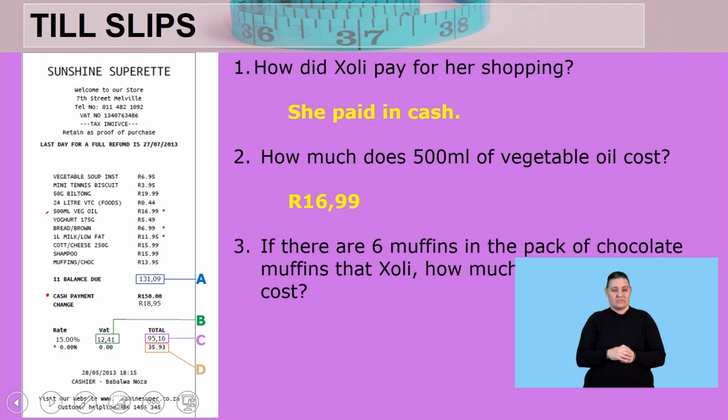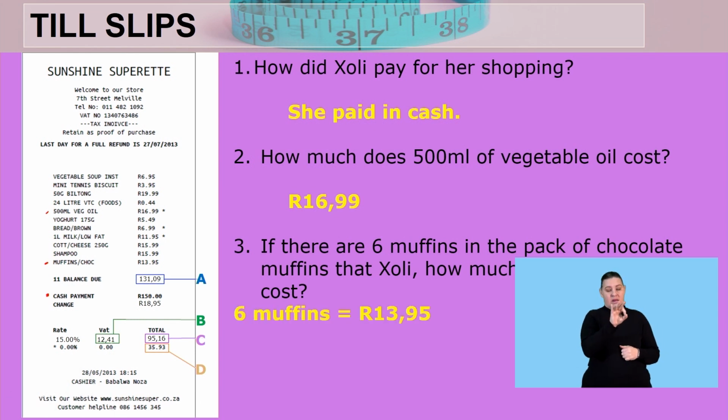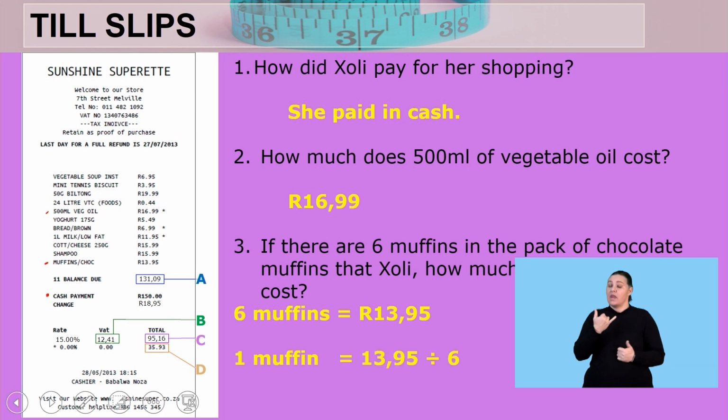Pushing on. If there are 6 muffins in the pack of chocolate muffins, how much does each muffin cost? So we find the price of the muffins. Now remember, she paid for 6 muffins. So she paid $13.95 for 6 muffins. Therefore, if we were to divide $13.95 by 6, we should get the price per muffin. And in this case, R2.33. Nice work. Let's carry on.